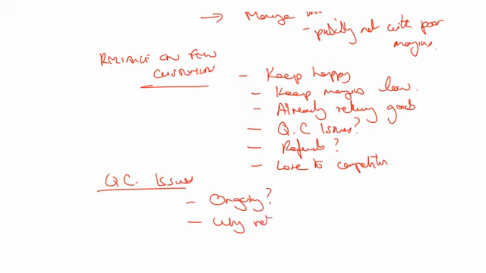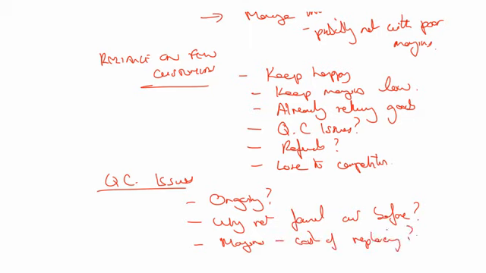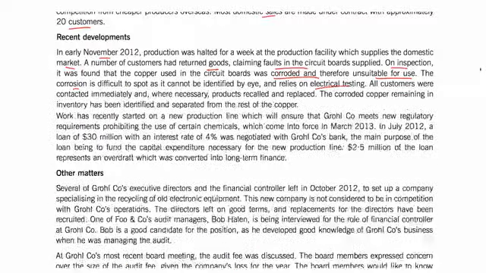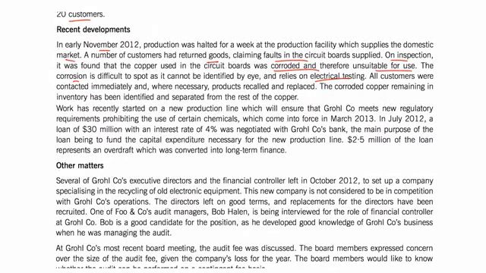Why was it not found out before it went out? Again, particularly with the margins, presumably the cost of replacing will hurt us, as well as the lack of future orders. Still going then, work has already started on a new production line which will ensure that we meet new regulatory requirements which prohibits the use of certain chemicals, which comes into force soon.